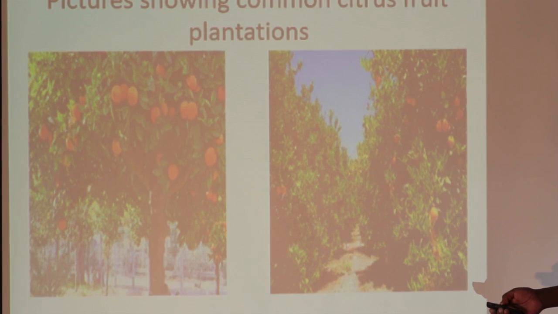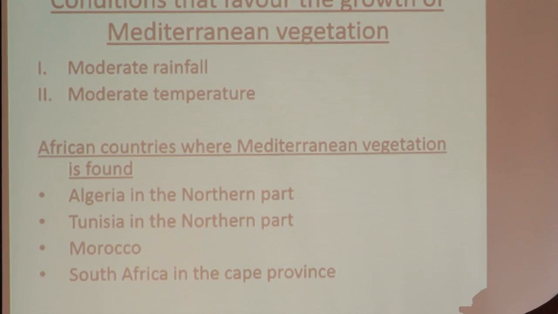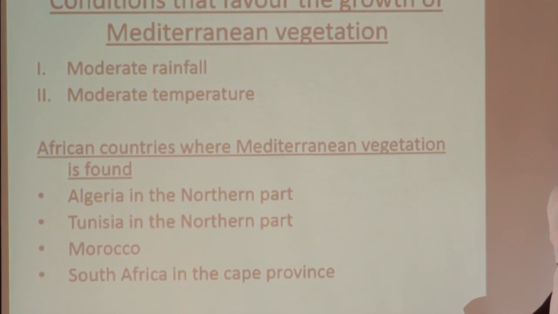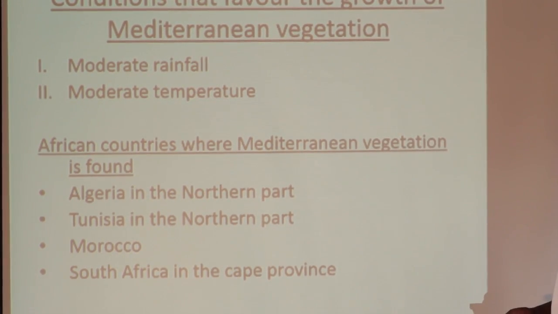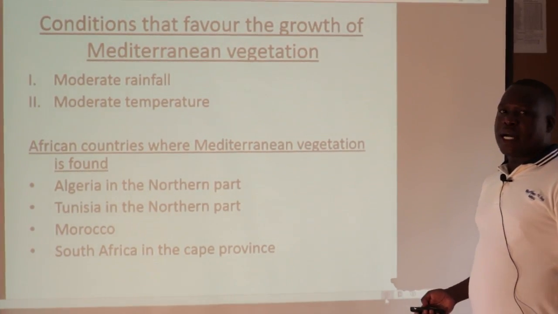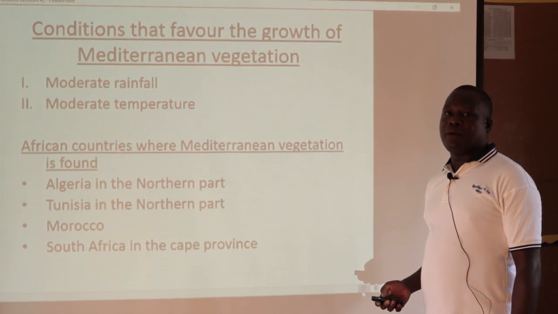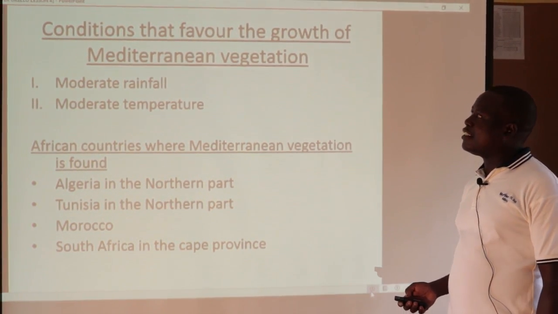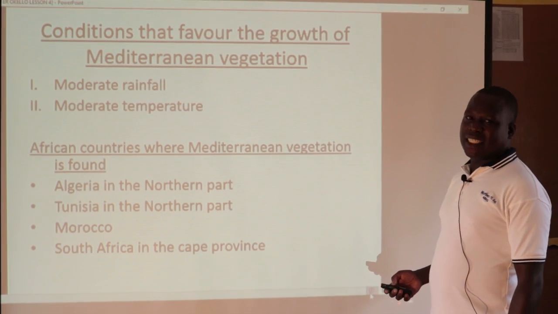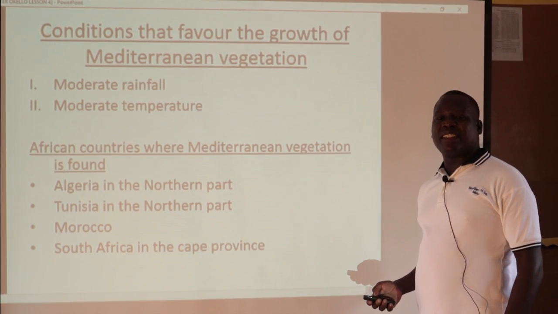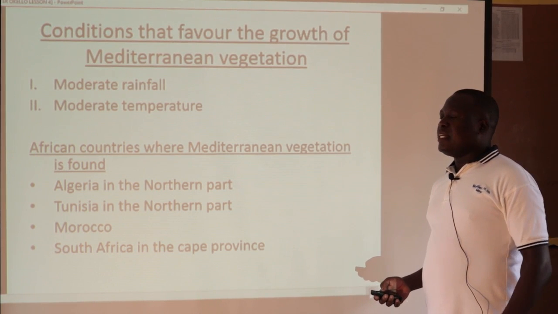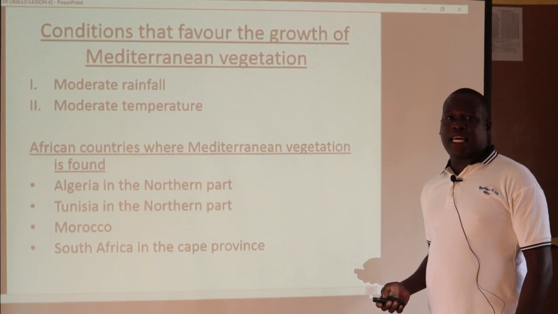And they give us many products. Here, we want to look at why it is that citrus fruits are commonly grown in the Mediterranean lands of Africa. What is that thing that makes it be done best in that area?